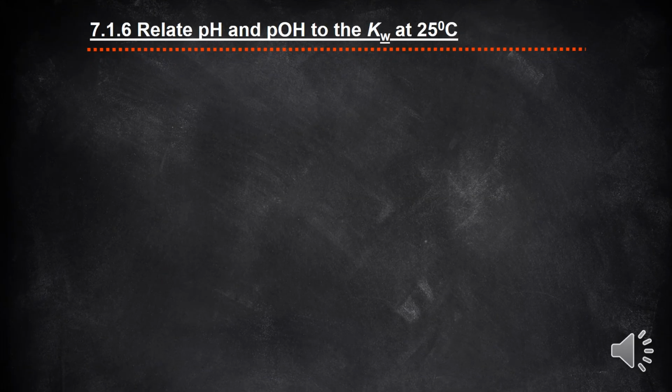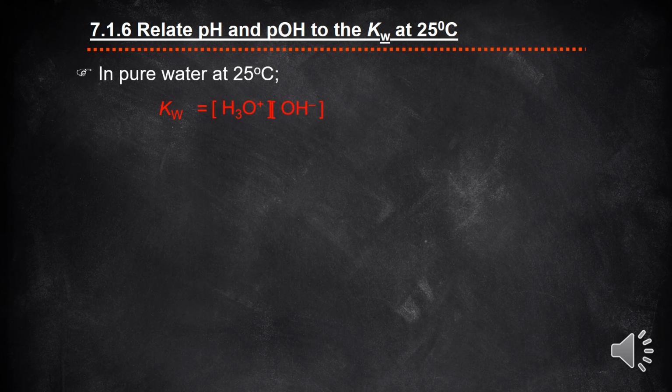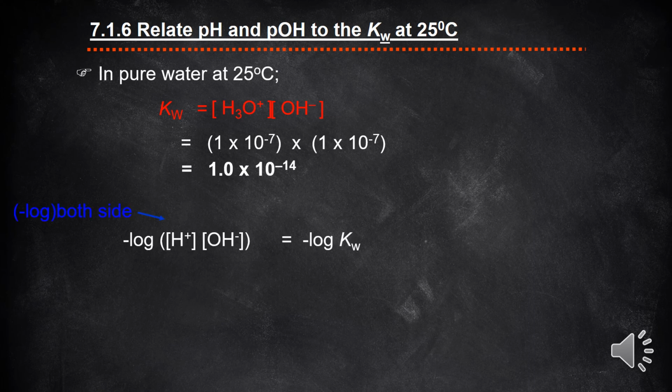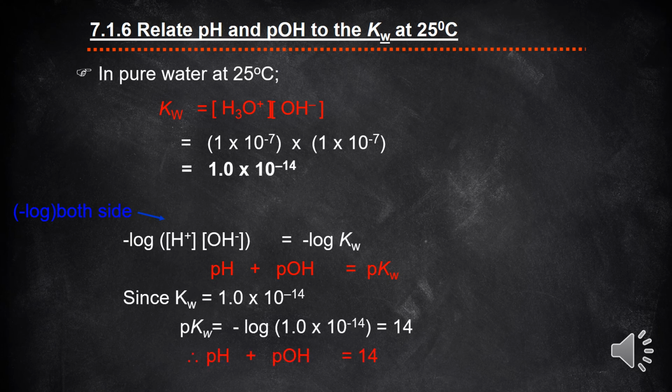Equilibrium constant for this reaction is called the ion product constant of water, Kw, and is defined by multiplying the concentration of hydronium ion and concentration of hydroxide ion, resulting in the value of 1.0 times 10 power of negative 14. From this Kw expression, if we take negative log for both sides, we will get pH plus pOH equal to pKw. Since we know the Kw value is 1 times 10 to the negative 14, we can get pH plus pOH equal to 14.